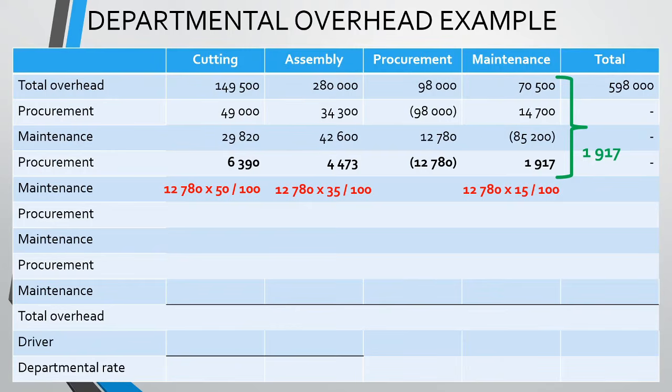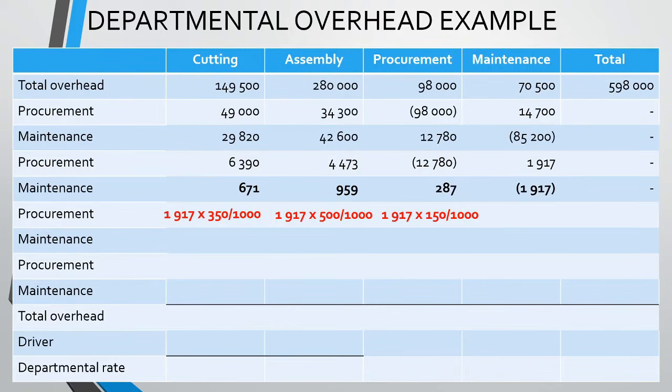This amount needs to be allocated again, so we repeat the process and allocate out maintenance. For the maintenance department reallocation, we again use maintenance hours. We use the same proportions of 350 over 1,000 for cutting, 500 over 1,000 for assembly, and 150 over 1,000 for procurement. Again, our maintenance department is empty, but behold, our procurement department now has a balance of 287 Rand. This amount needs to be allocated out.